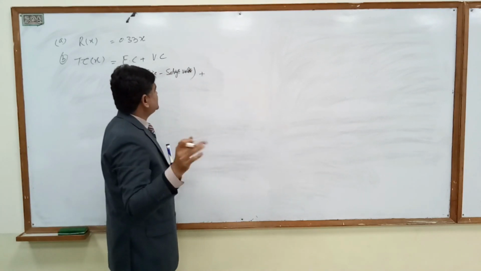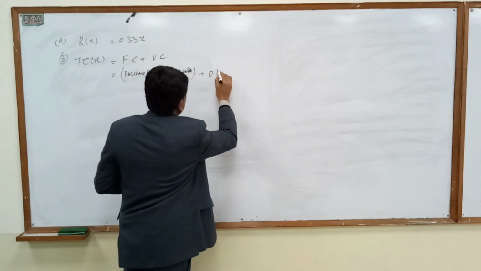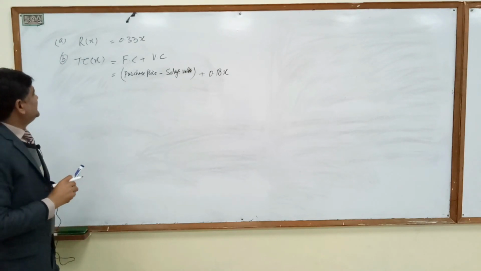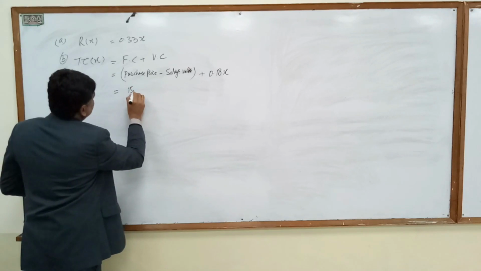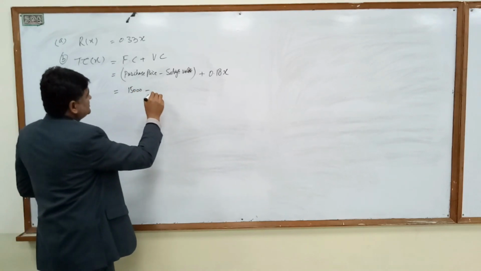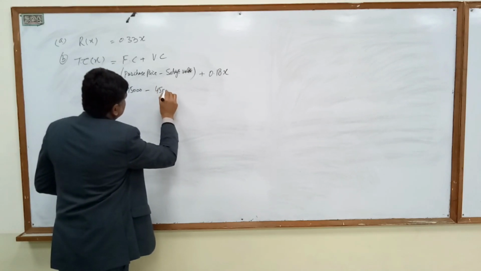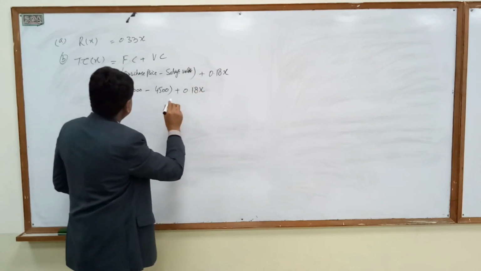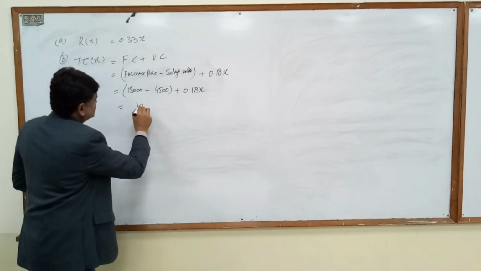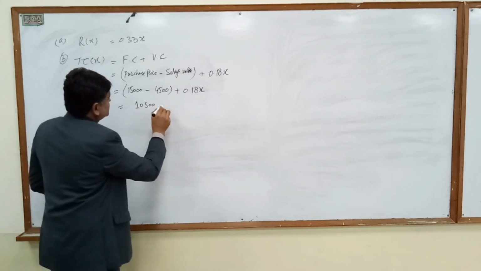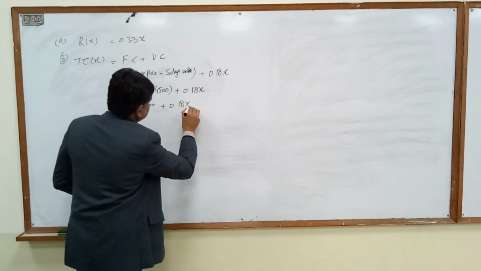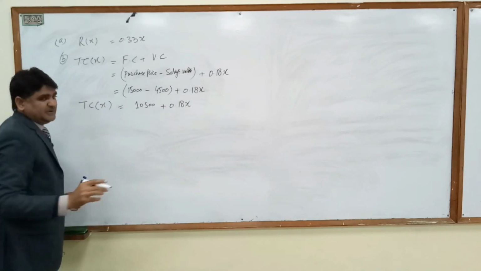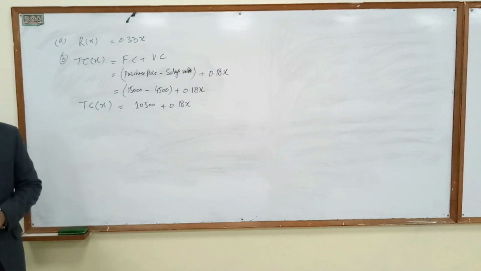How much cost are they bearing? That is 0.18 per mile. So what is the purchase price? 15,000. What is the salvage value? 4,500. Plus 0.18x. So 10,500 plus 0.18x. That is the total cost function of X. Okay? Is that clear, students?